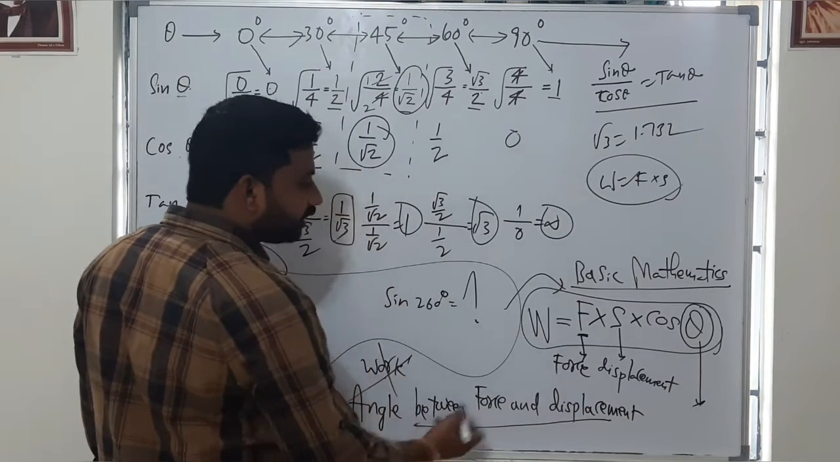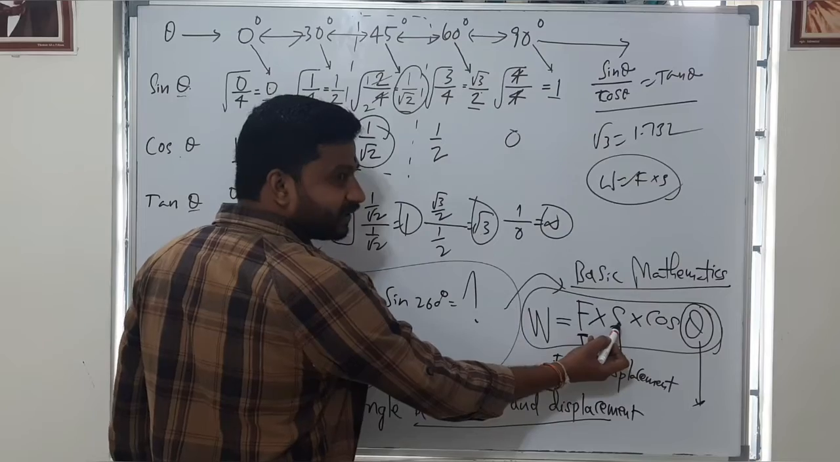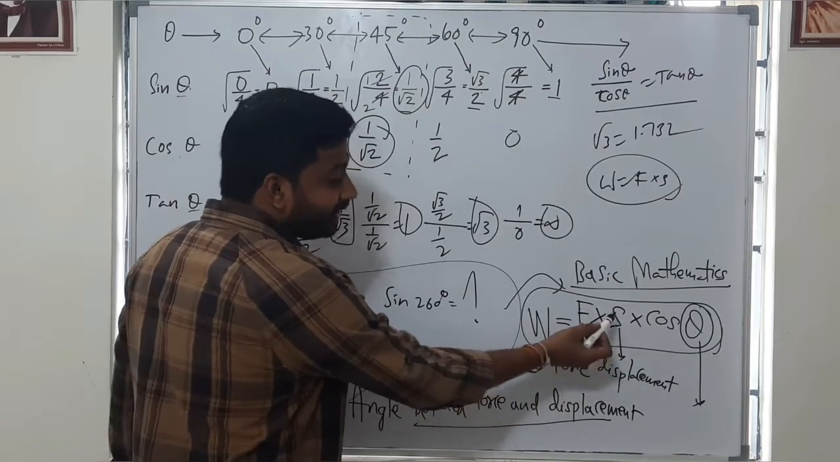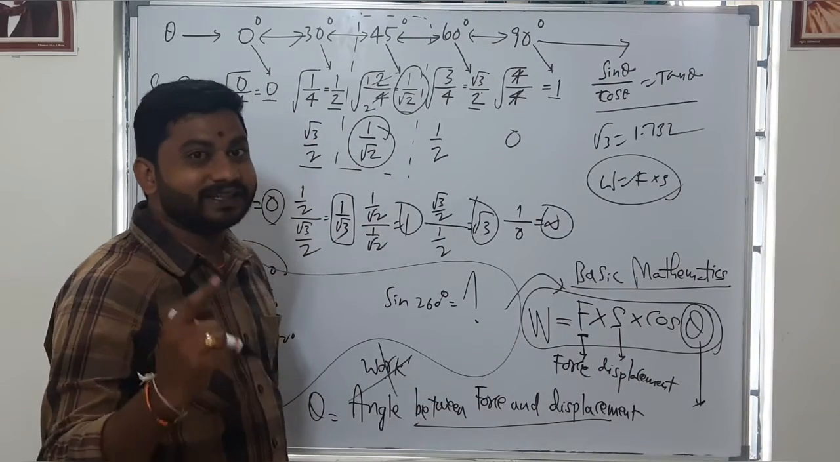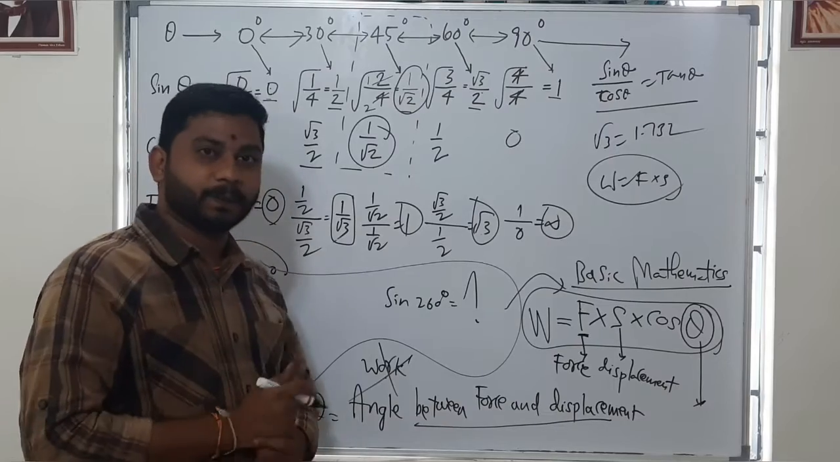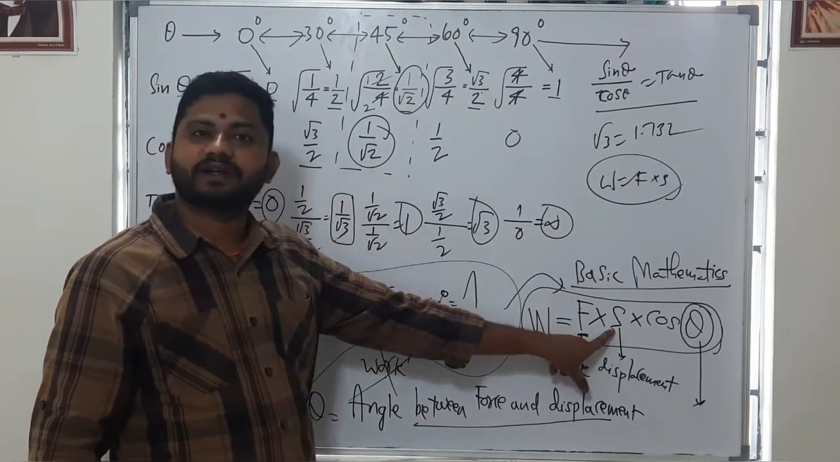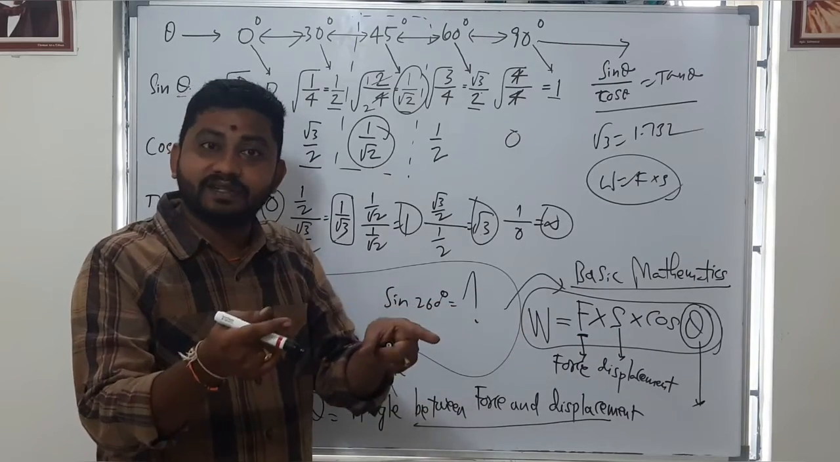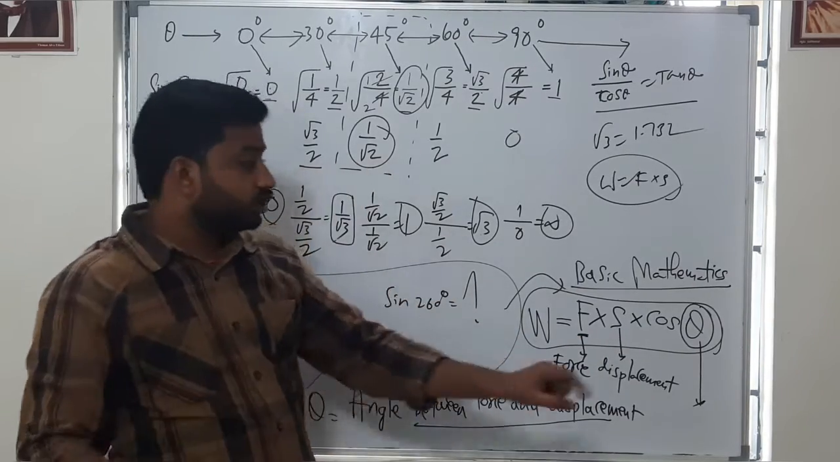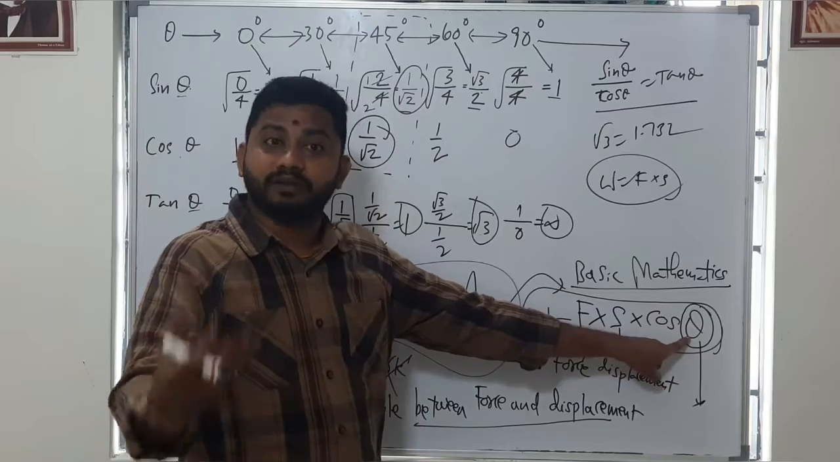Look here. We wrote force here and displacement here. Force is a vector quantity and displacement is a vector quantity. They both will have directions, yes or no? Tell me. Force is a vector quantity. Displacement is a vector quantity. Both will have directions. Depending on those directions, the cos value will be related.